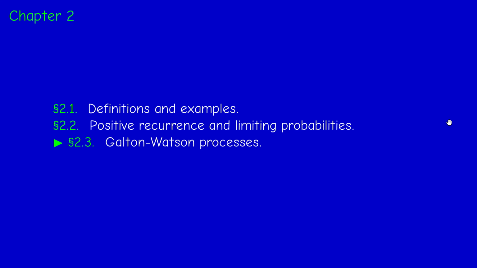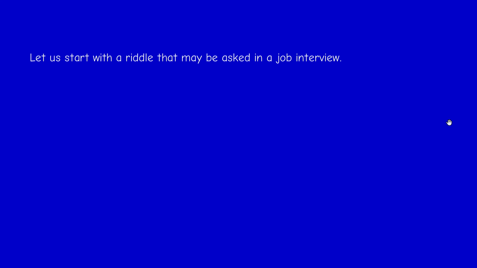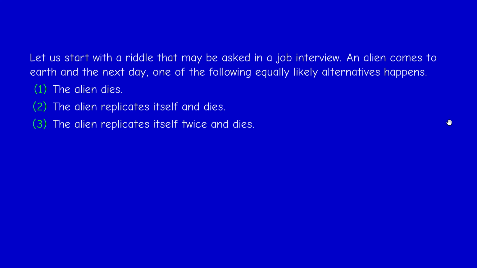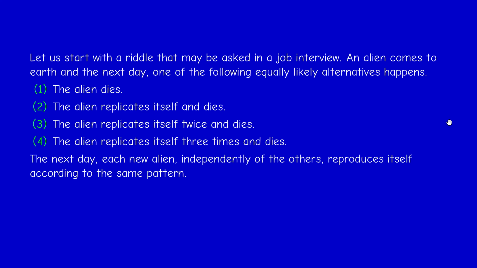Okay, let us start with a riddle that may be asked in a job interview. Here's the riddle. An alien comes to Earth and the next day, one of the following equally likely alternatives happens. The alien dies. The alien replicates itself and dies. The alien replicates itself twice and dies. And finally, the alien replicates itself 3 times and dies. The next day, each new alien, independently of the others, reproduces itself according to the same pattern.